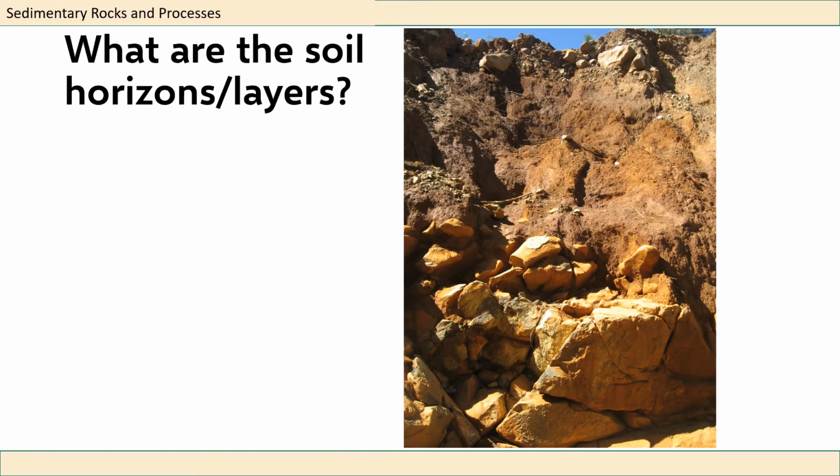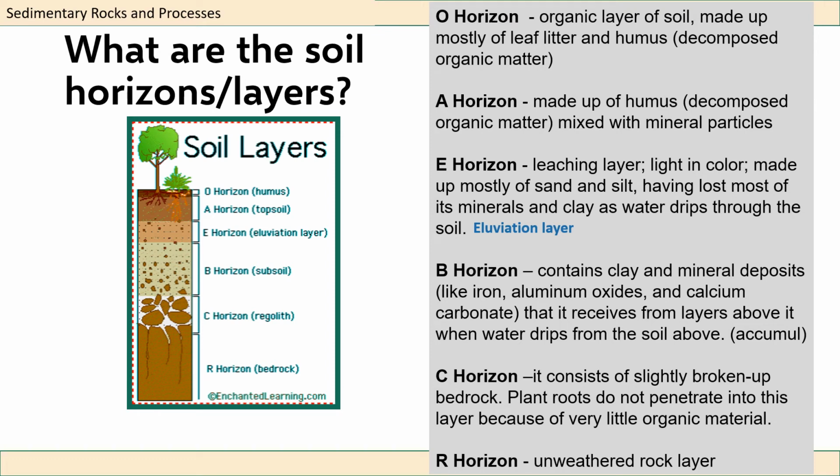What are the soil horizons, or layers? Here we have the O, A, E, B, C, and R horizons. The O horizon is your organic layer of soil, made up mostly of leaf litter and humus. The A horizon is made up of humus, which is decomposed organic matter. E is called the leaching layer, or the eluviation layer, where water seeps through and removes ions as it drips through the soil. The B horizon contains clay and mineral deposits from this eluviation layer, and these deposits are iron, aluminum oxides, and calcium carbonate that it receives from the layers above when water drips through the soil.